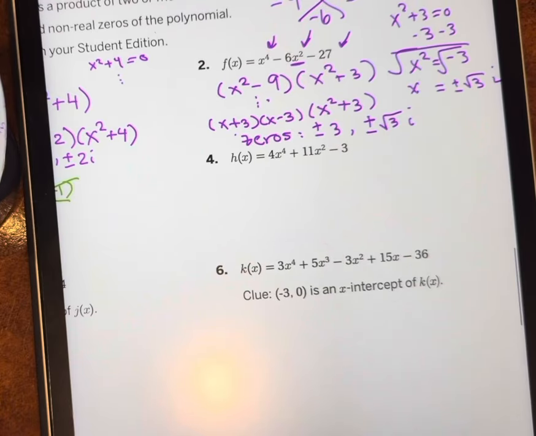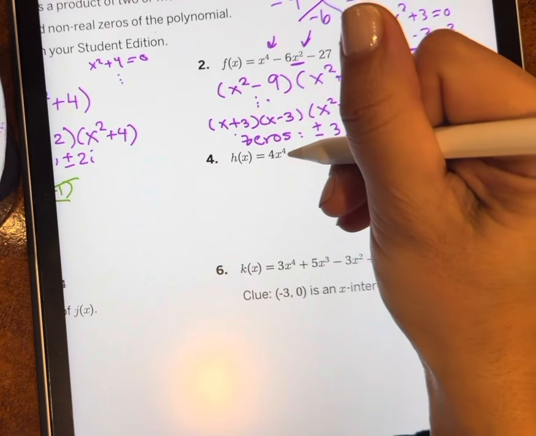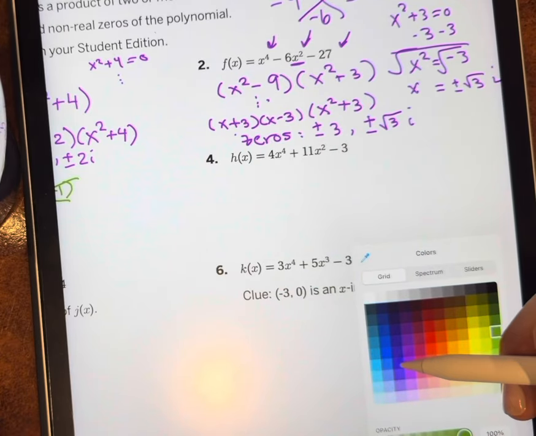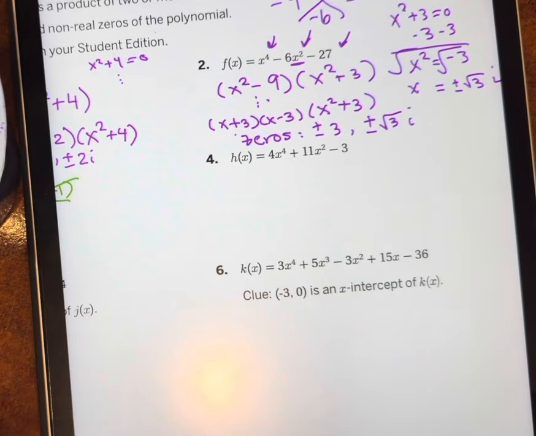All right, here we go. Another one. Exponent, half the exponent. Oh, look at this, a sign. I should change my color. I'm going back to purple.